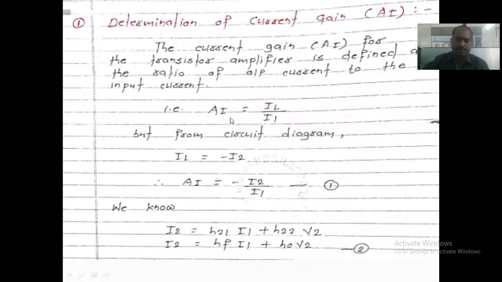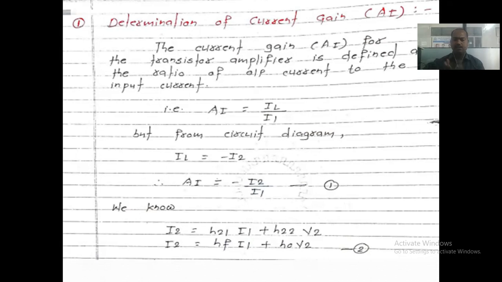So in that equation, we have written AI equal to IL by I1. But when we see this in a circuit diagram, we have to see IL as minus I2. So wherever IL is coming, we put minus I2. So AI equal to minus I2 divided by I1. This is equation number 1, right? This is the thing we have to find out with respect to current gain.